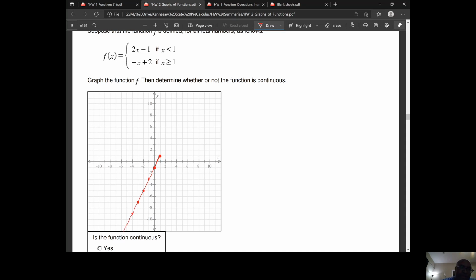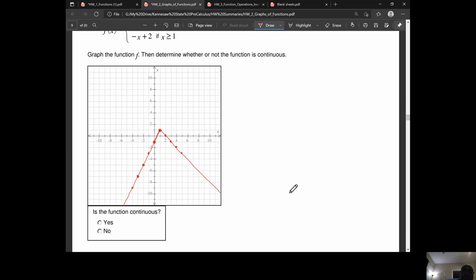All right, and then negative x plus 2 means negative 1 is the slope, which means down 1 over 1. So I can do this. Let's do some points. This one, this one, this one, this one. And I can just go. Boom. Is this function continuous? Can I draw this without picking my pencil up off of my paper? Yes, I can.